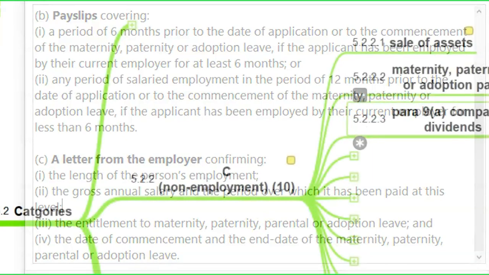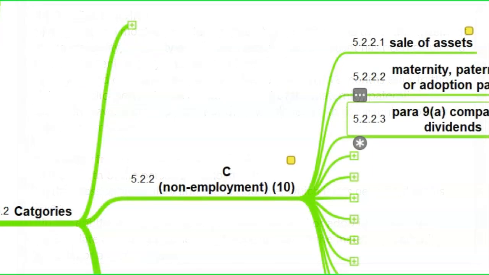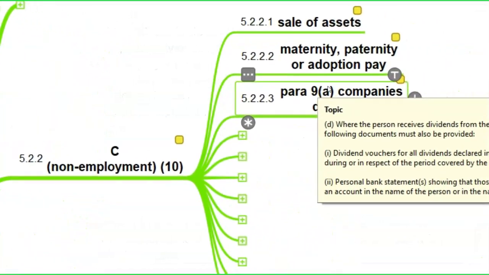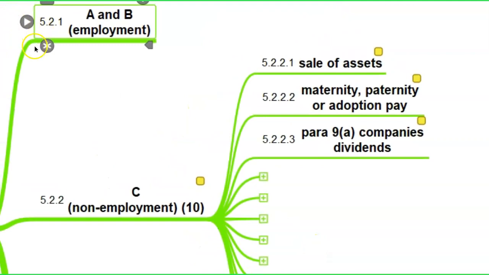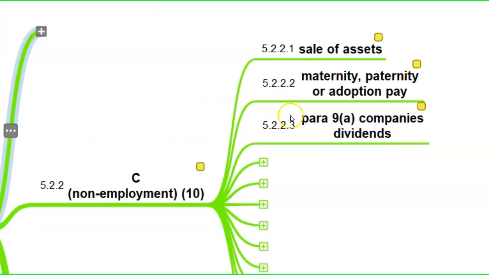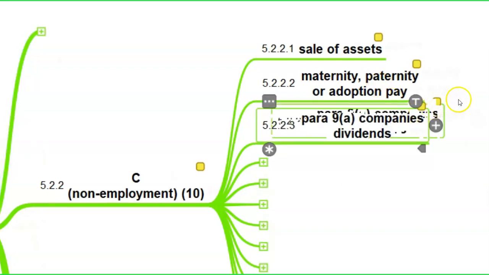Paragraph 9a companies' dividends. If you are not sure what a paragraph 9a company is, you're very welcome to watch my previous video where I discussed the sources of income from employment. There I spent some time explaining what this means. Just to give you a general idea, normally a paragraph 9a company is a small company which normally covers family businesses which are owned by relatives. So if you are receiving dividends from this company, you need to provide all of the following documents.